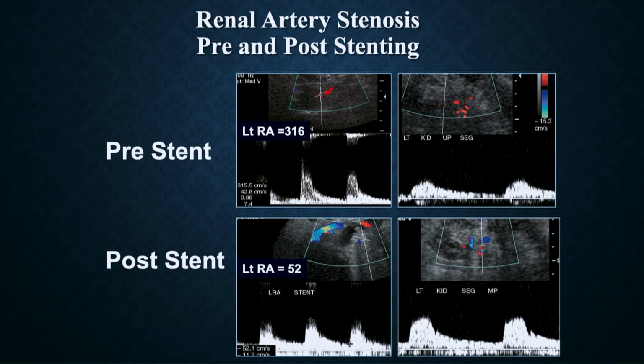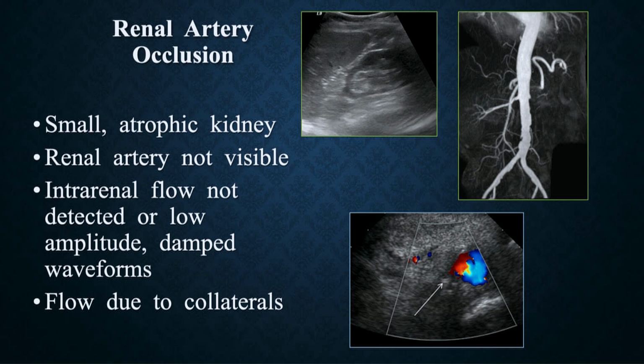Here's an example of a patient pre and post-stent. You could see TARDIS parvus waveforms in a stenosis pre-stent. After the stent, the waveform normalizes. So it's helpful to look at waveforms after stents are placed. With renal artery occlusion, you see a small kidney and absence of flow in the renal artery.